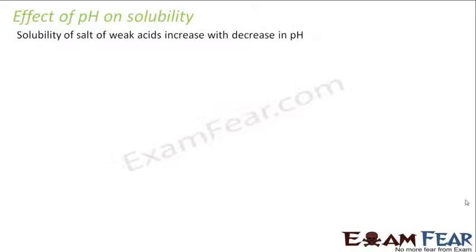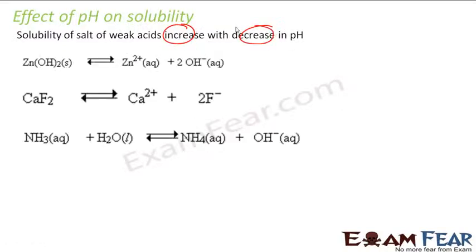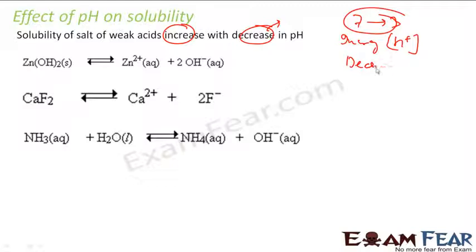Let's understand the effect of pH on solubility. The solubility of a salt of a weak acid increases with decrease in pH. I'll tell you why. These are my examples. I decrease the pH, for example, from 7 to 3. That means I am increasing the H plus ion concentration, correct? Or I am decreasing the OH minus ion concentration. Either of these is true.